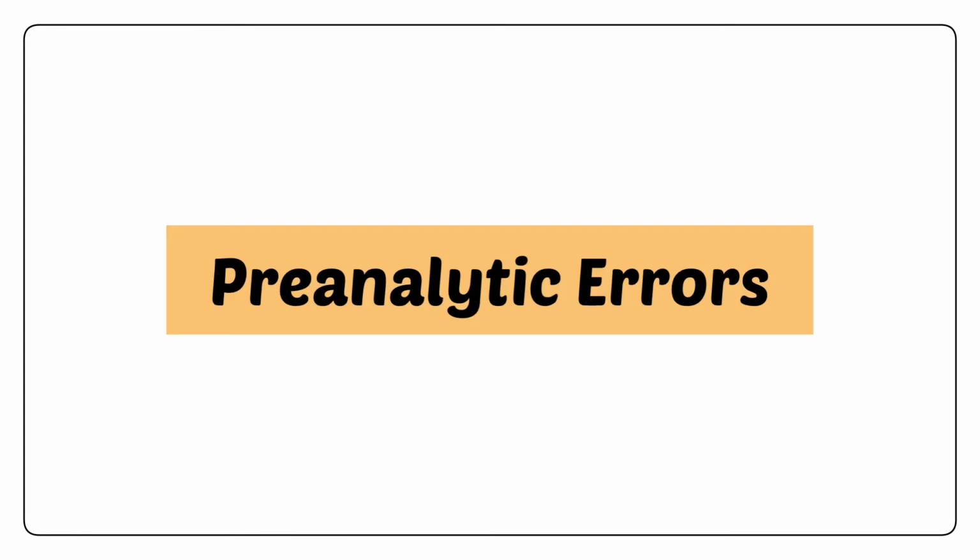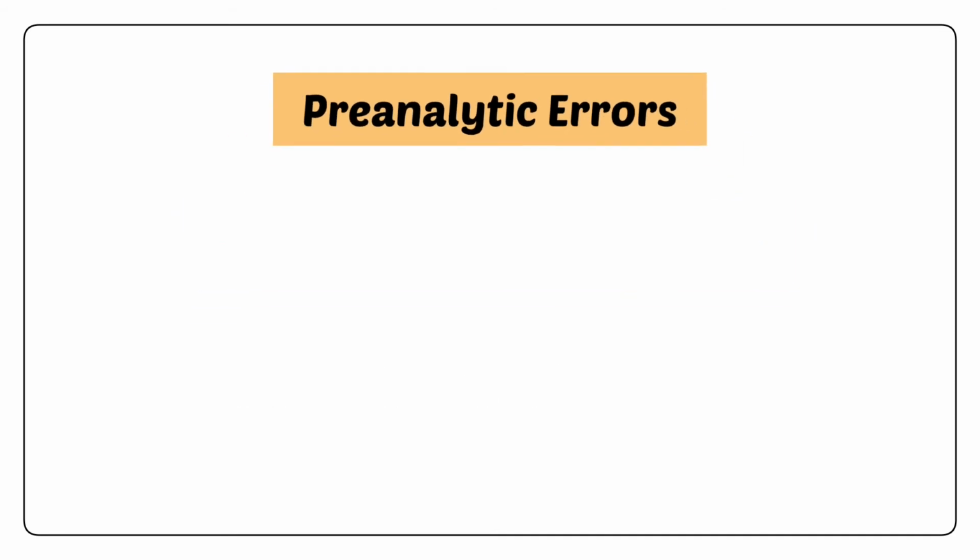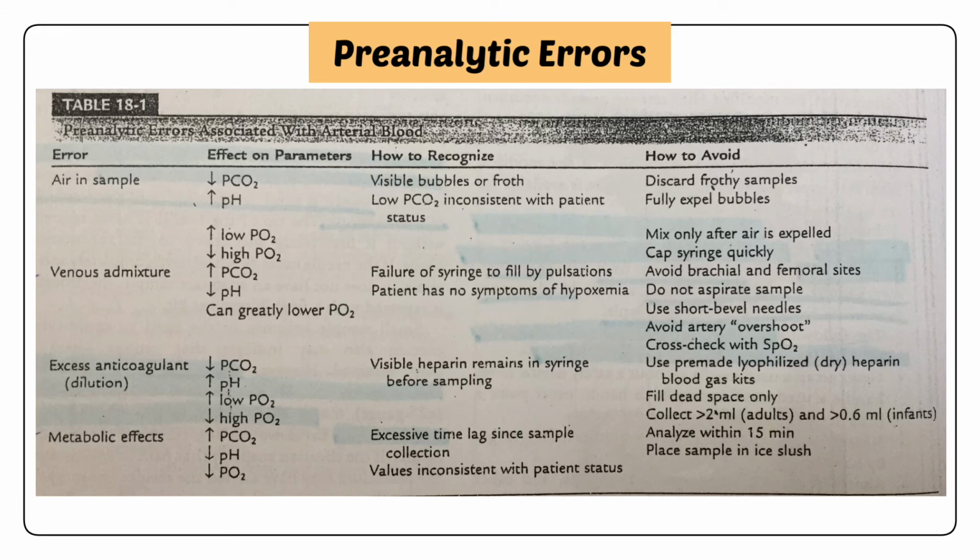Now let's proceed to the pre-analytic errors, or problems that occur before sample analysis, that can alter the accuracy of the blood gas results. So these are the pre-analytical errors that can affect the result of the arterial blood gases of the patient. The first we have here is air in the sample. It may give an alkalosis result in the arterial blood gas.